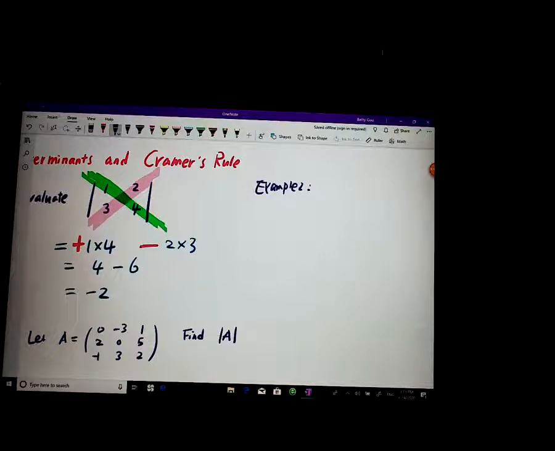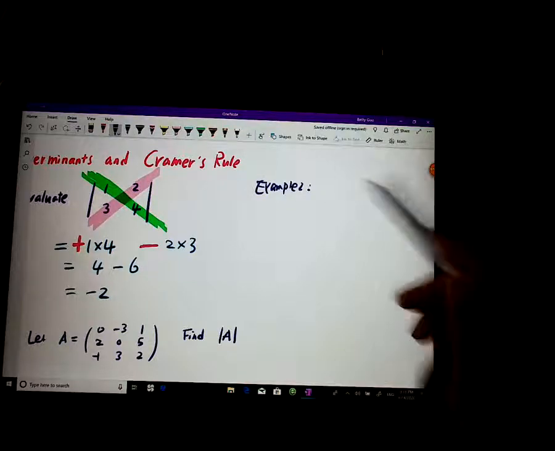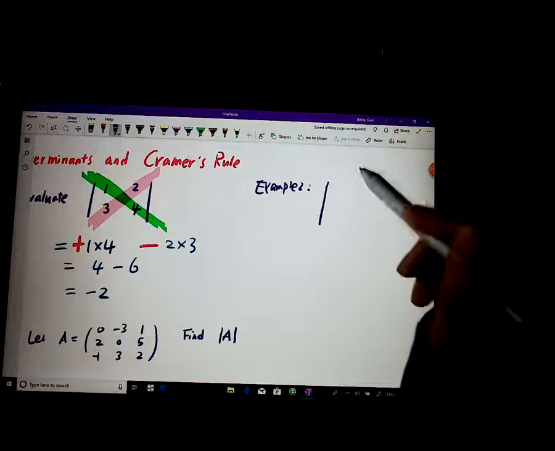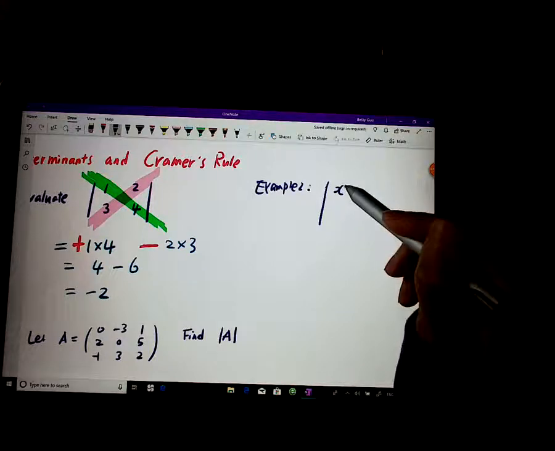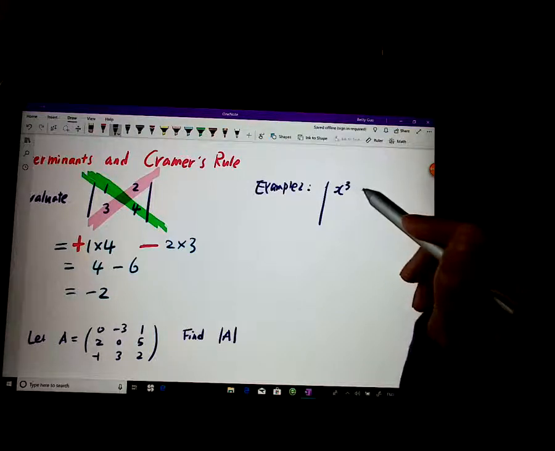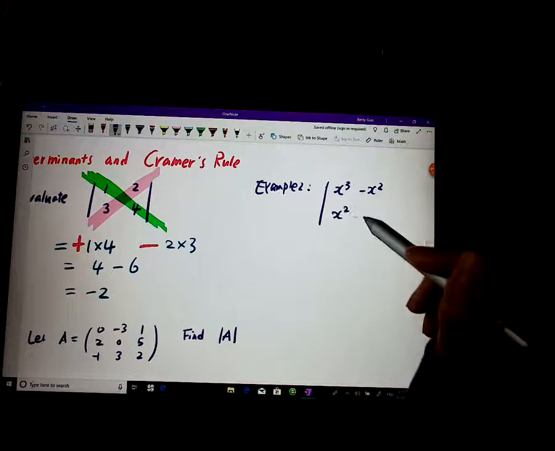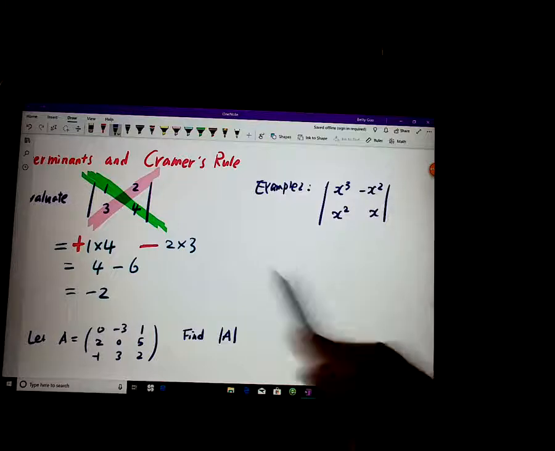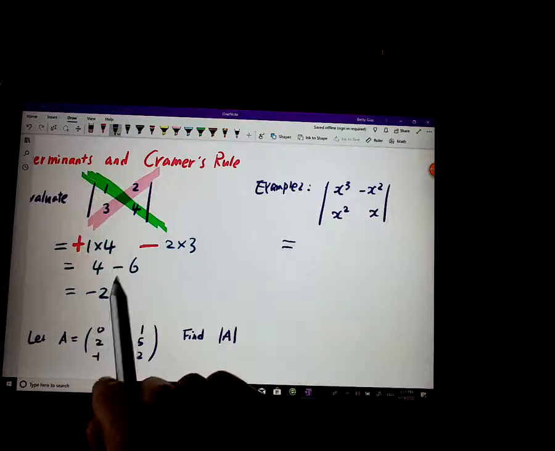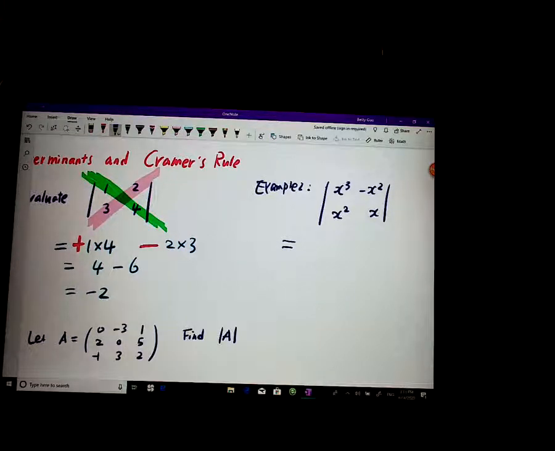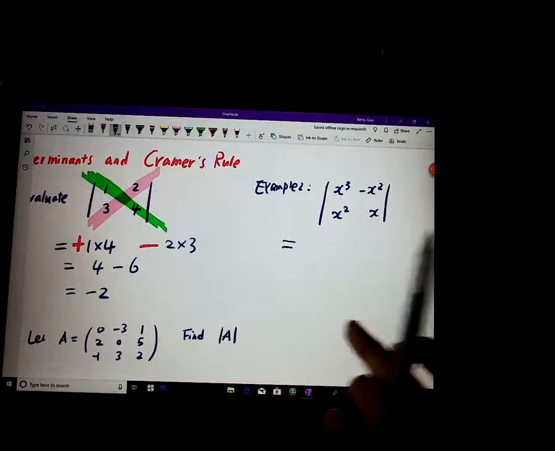To evaluate this 2 by 2 determinant, the 4 entries are x cubed, negative x squared, x squared, x. So we're going to apply the rule we have just learned to evaluate that 2 by 2 determinant.